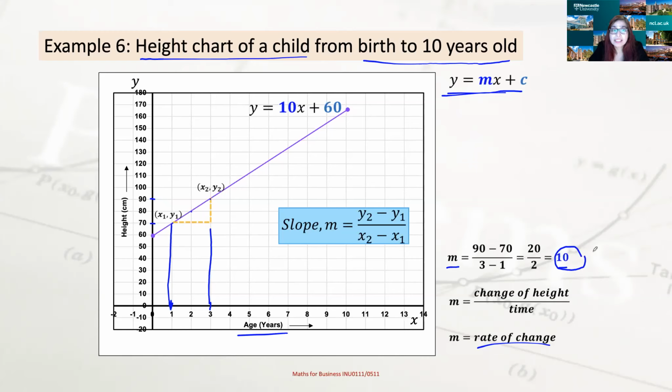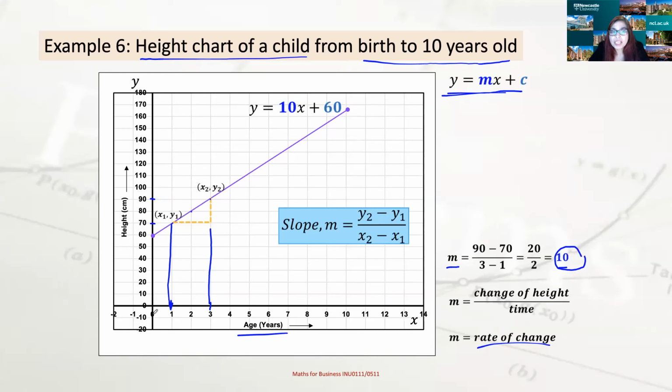10 means that with every 1 unit increase in the age of the child, that is every increase in 1 year, as the child grows 1 year older, the height increases by 10 centimeters. That's all it means, isn't it?